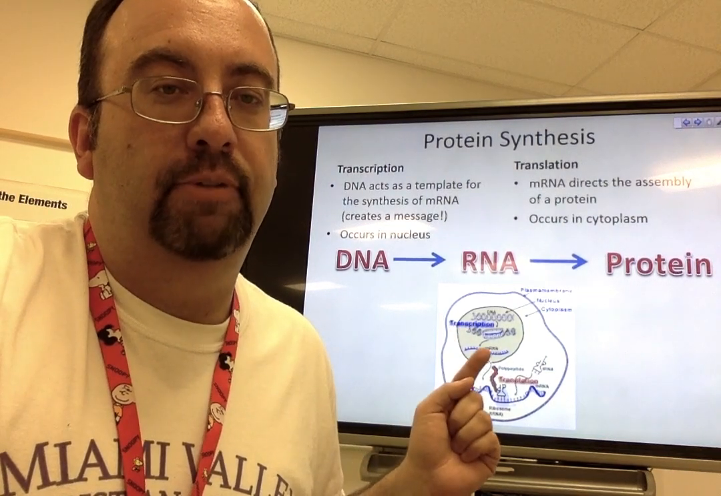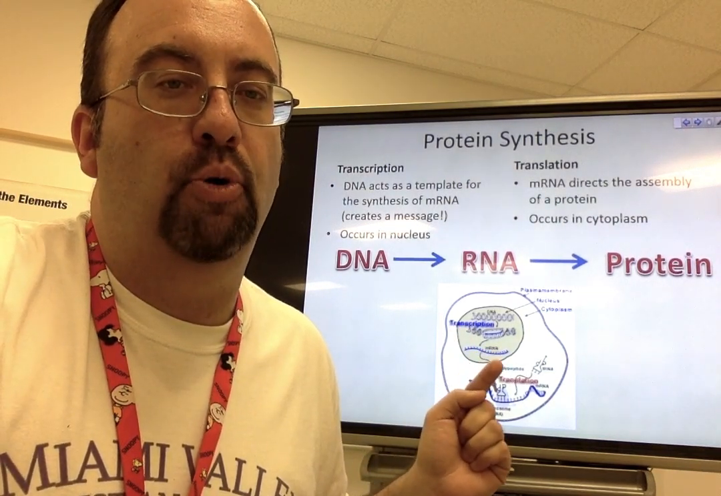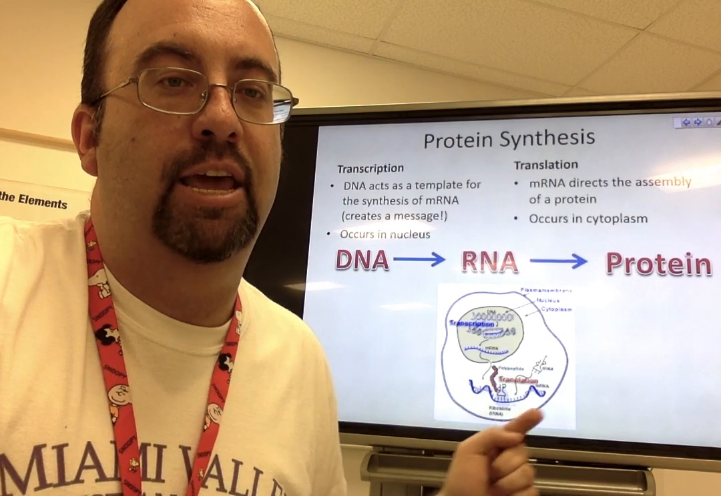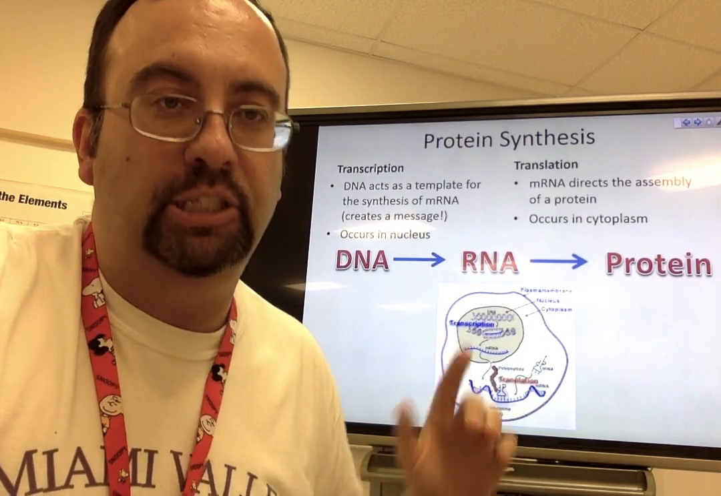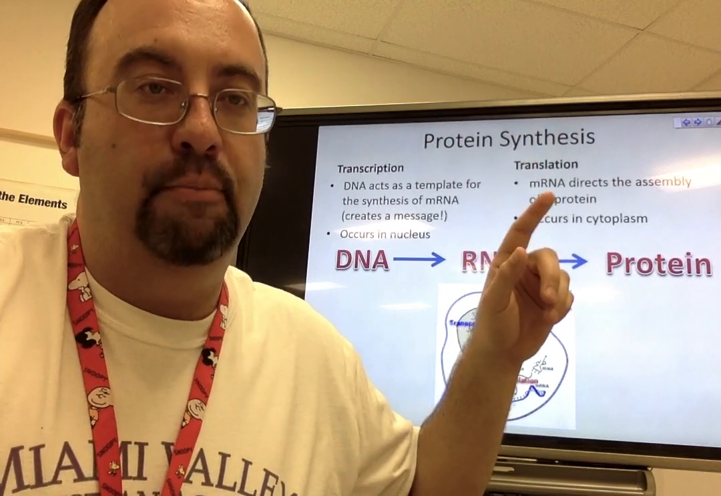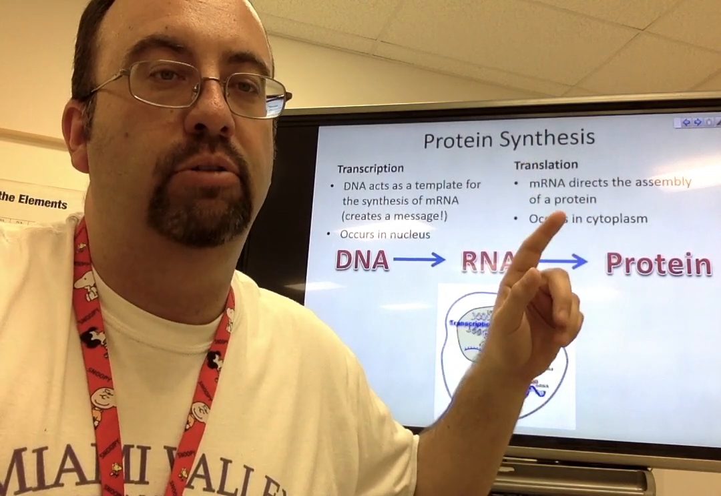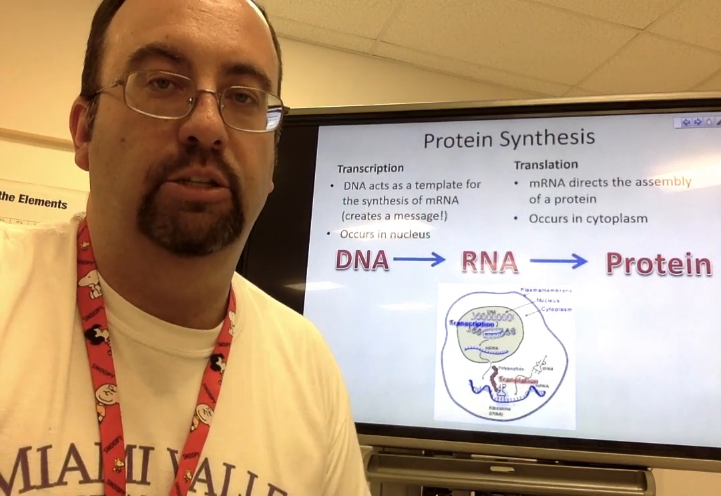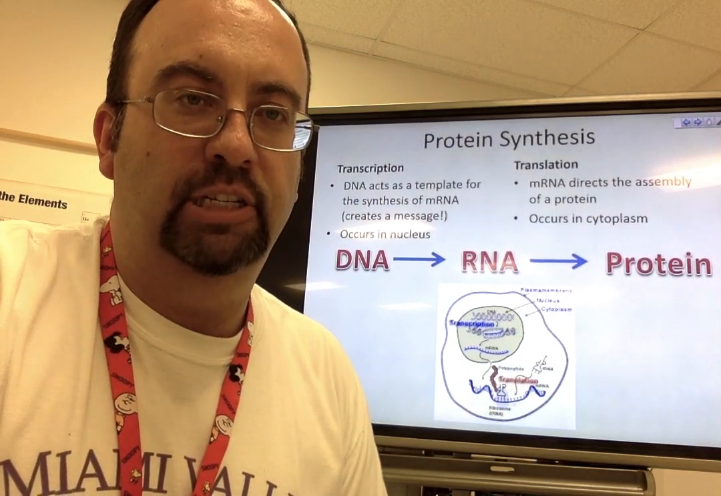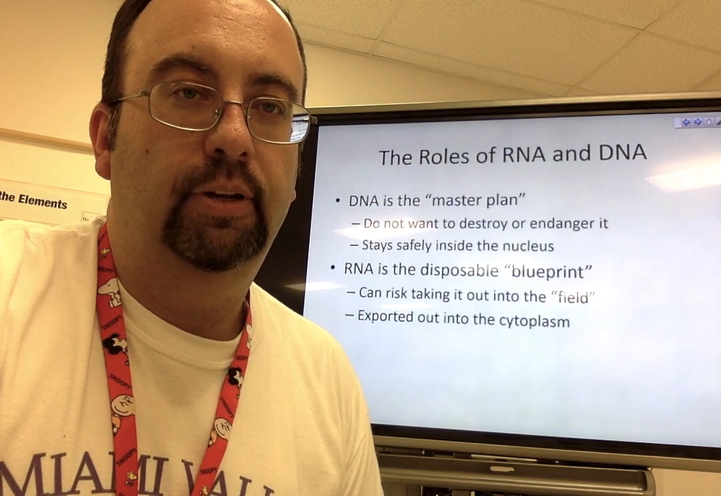Once the mRNA is made, it's transported out of the nucleus and ends up in the general cytoplasm. And so the second part of this process, which is translation, the mRNA directs the assembly of a protein, and therefore this part occurs within the cytoplasm. And so that is the differences then between those two.